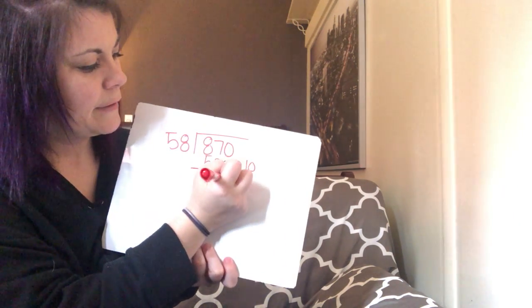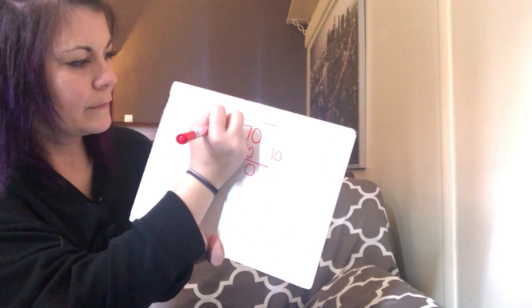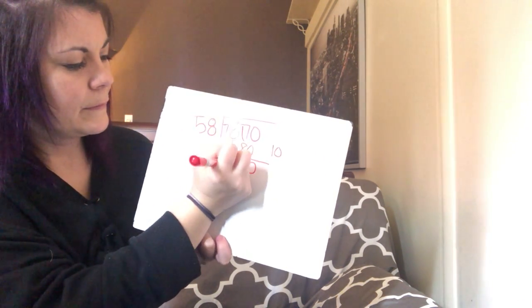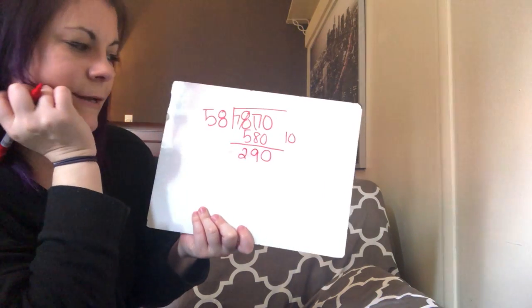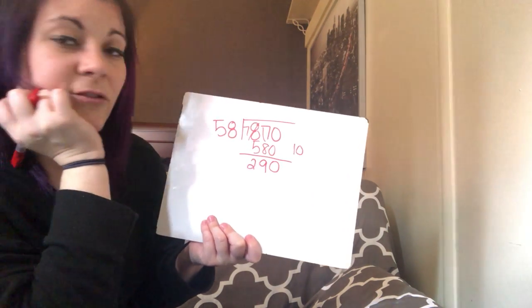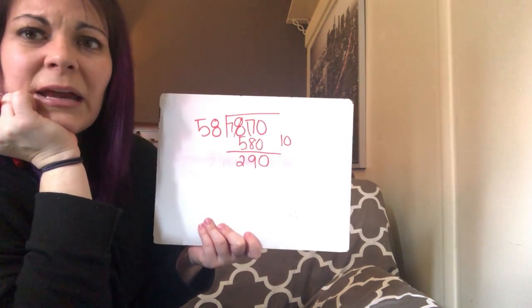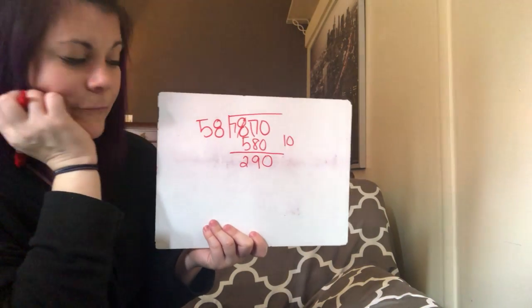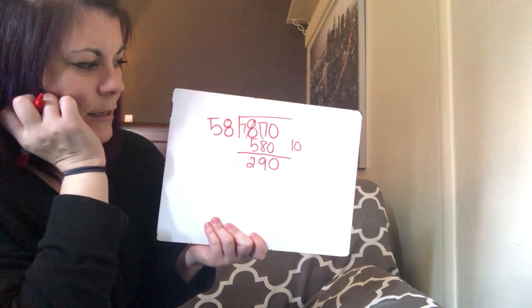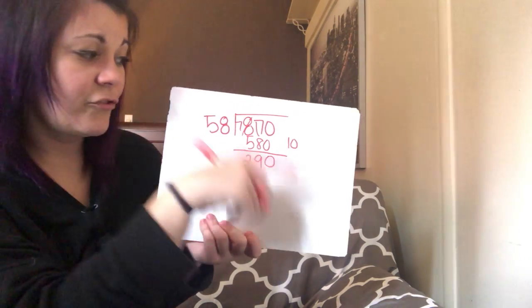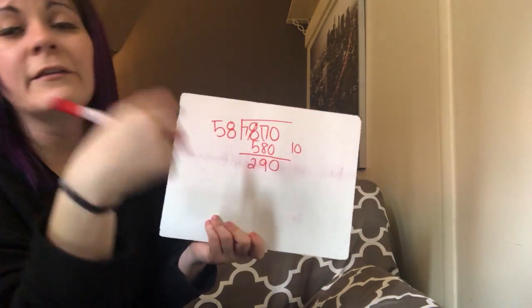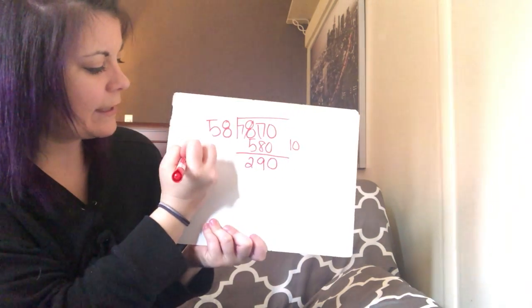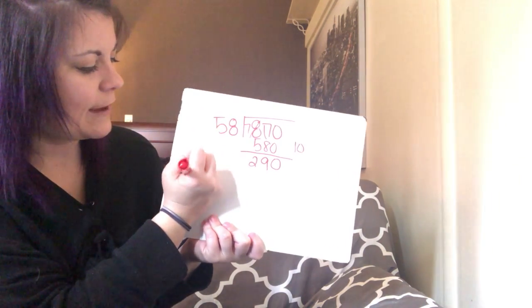870 minus 580 is 290. Now 290. Well, I know I can't do 10 again. So here we could do what we did if you watched my division before, guess and check. Or you can just continue to subtract 58 until, but that's going to take a while. I'm going to guess and check. I'm going to do 58 times 5.